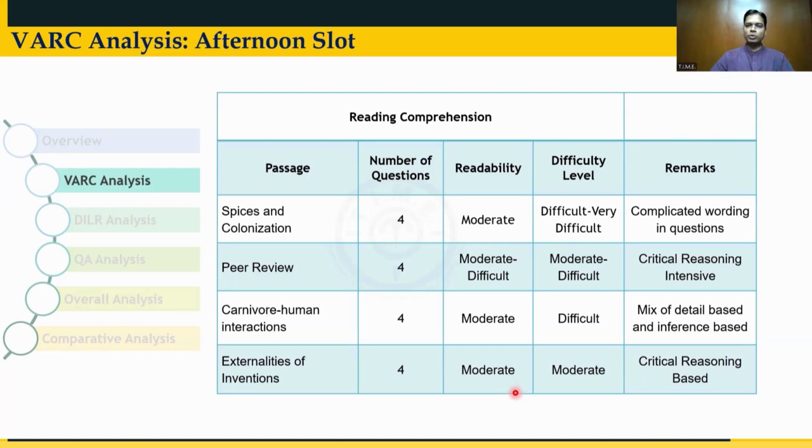And there were some questions where they seemed to be inference based, but the choices were very close. And then there were some detail based questions also. And everywhere it was a challenge because the wordings of the questions were twisted with double negatives. And that would have really confused many students, because even though you understood the passage, the question was making it very complex to follow what each choice was telling.